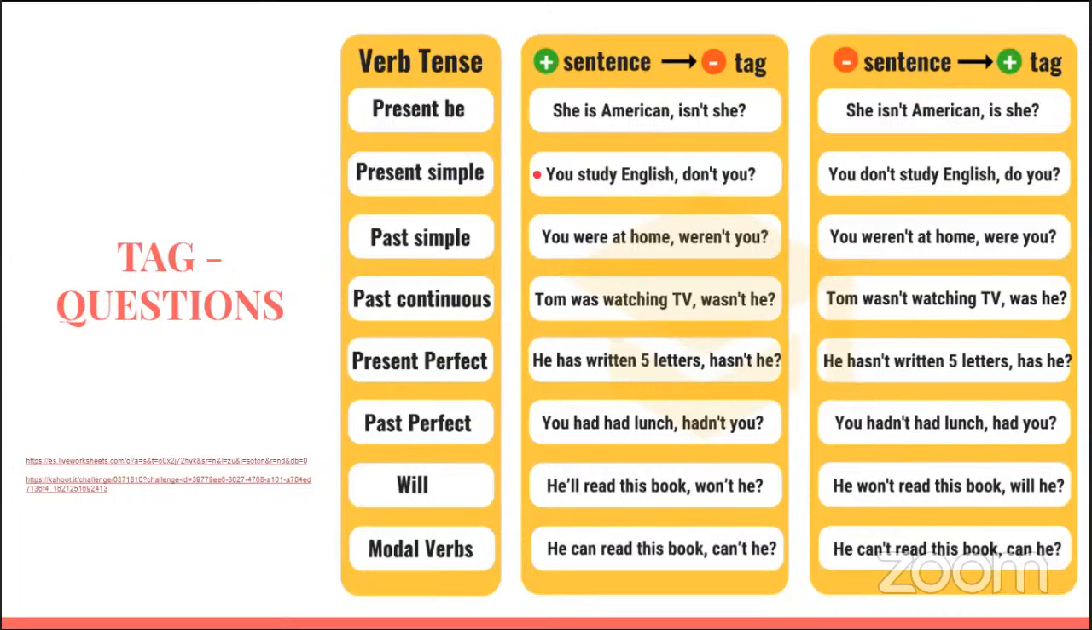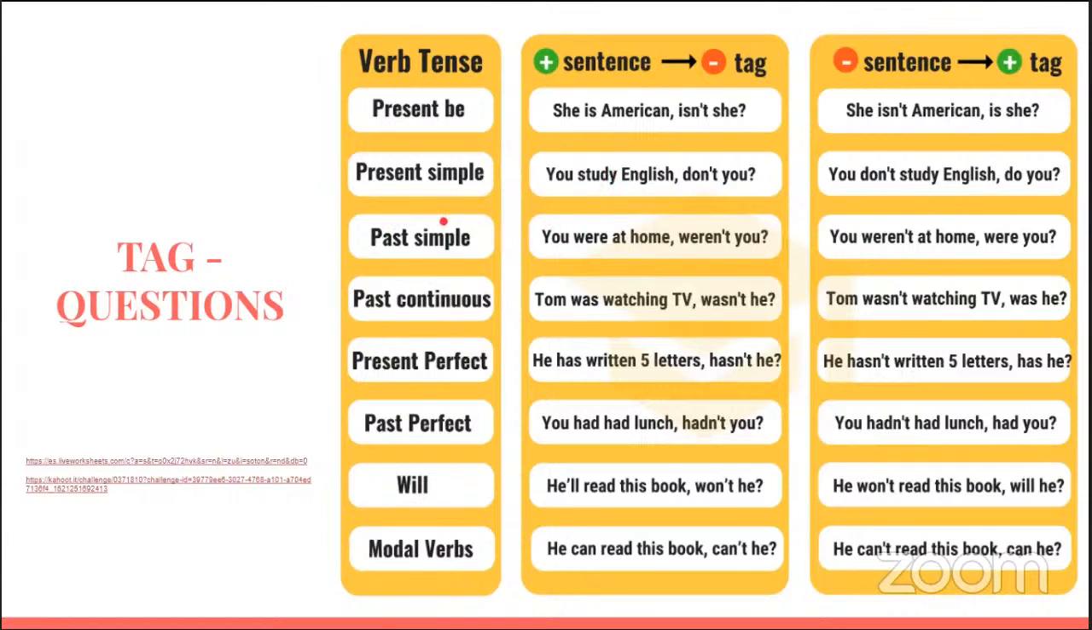And here we have an example. Please, can you read this example? Yes. You study English, don't you? Correct. And when the sentence is negative and the tag is affirmative? You don't study English, do you? Yes, correct. And here, how would I know if this sentence is the present simple? Because I'm watching the verb and the verb is in the base form. That's how I know that we are talking about the simple present tense.